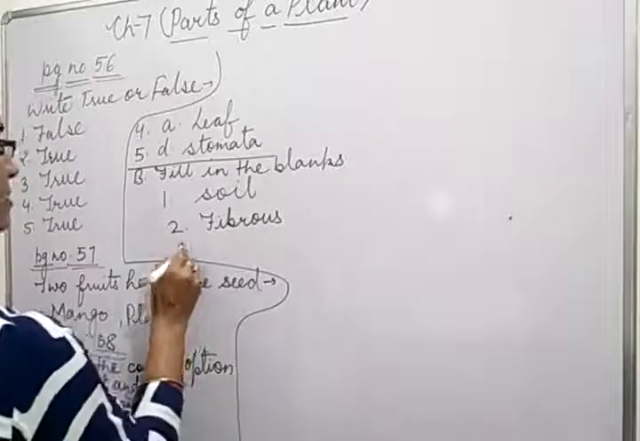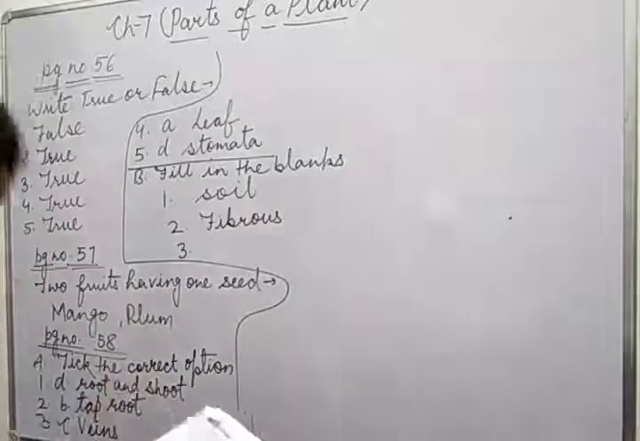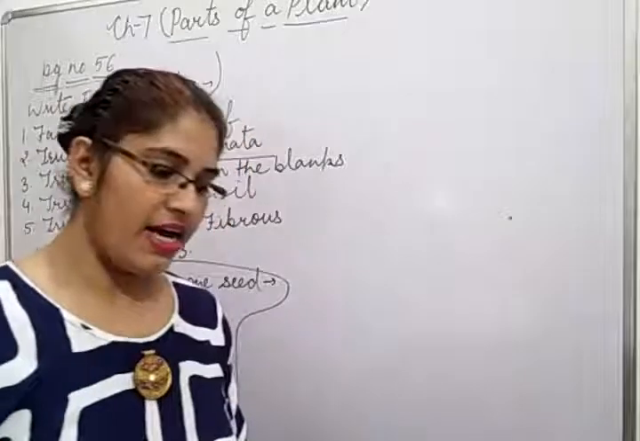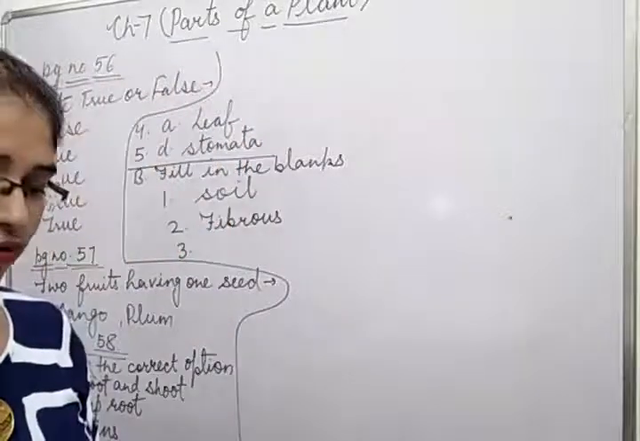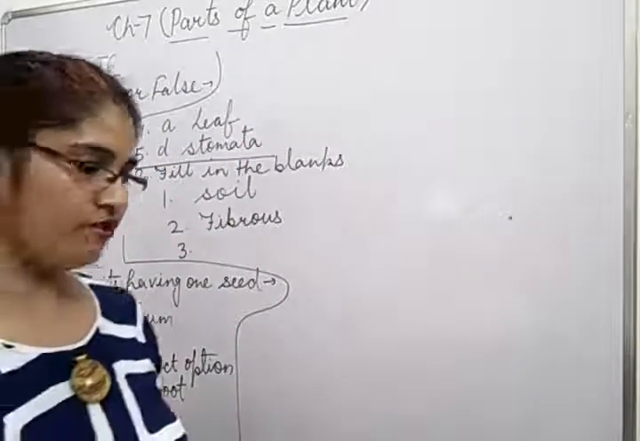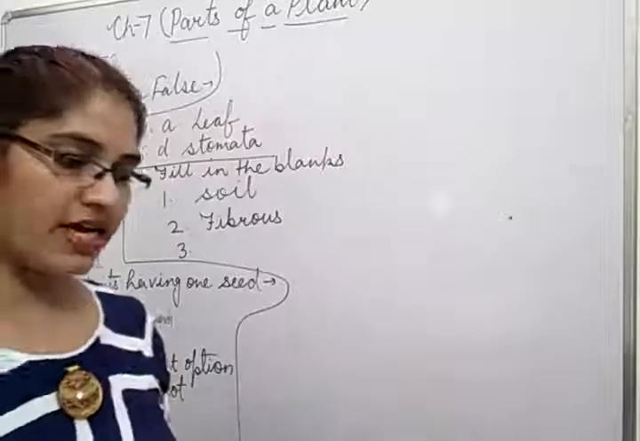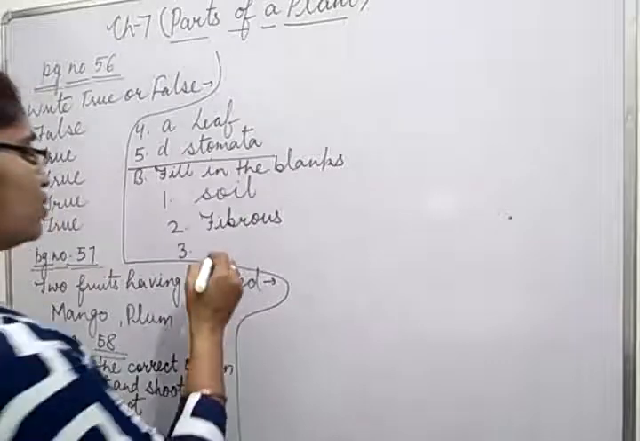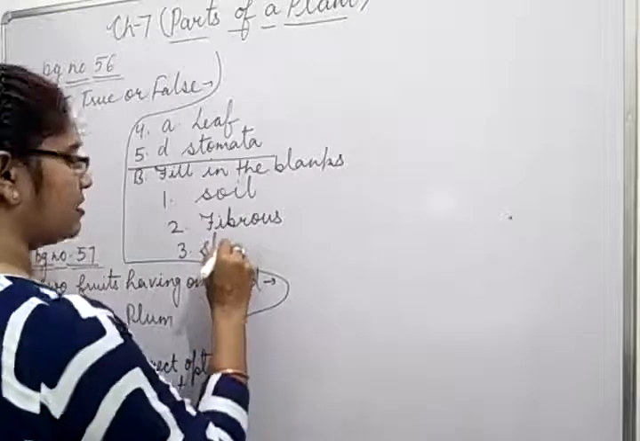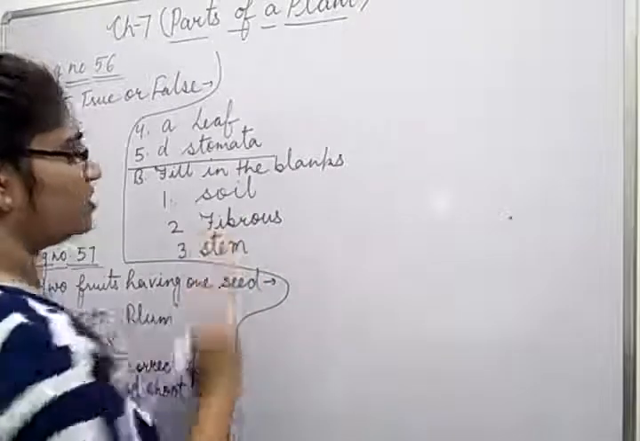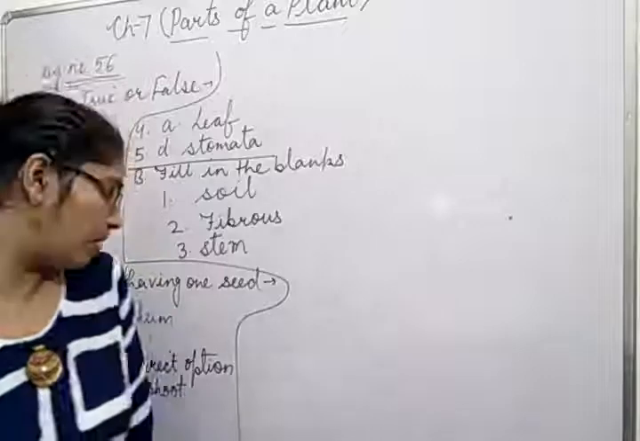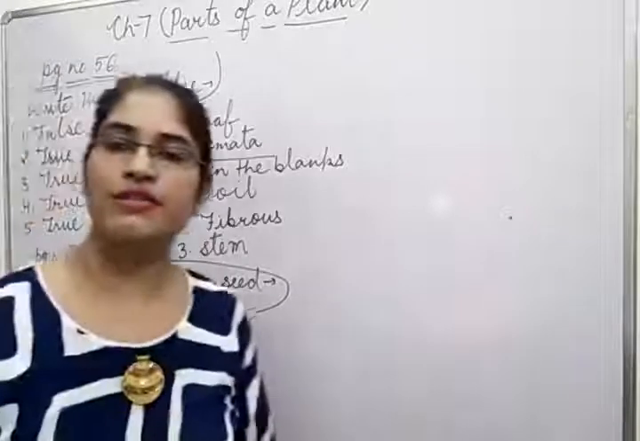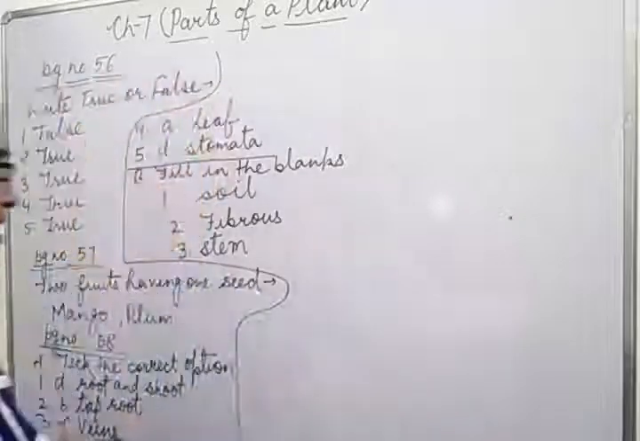Now third one is: the dash carries food and water to different parts of a plant. What is that? Is that leaf? Is that root? Is that stem? So yes, that is stem, carries, beta. If it had absorb, you would write root, but carries is written, so you will write here stem.